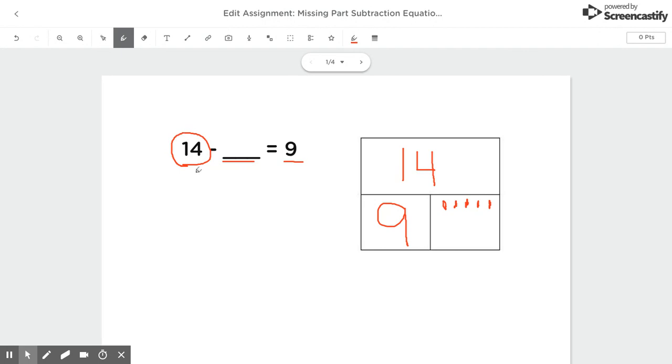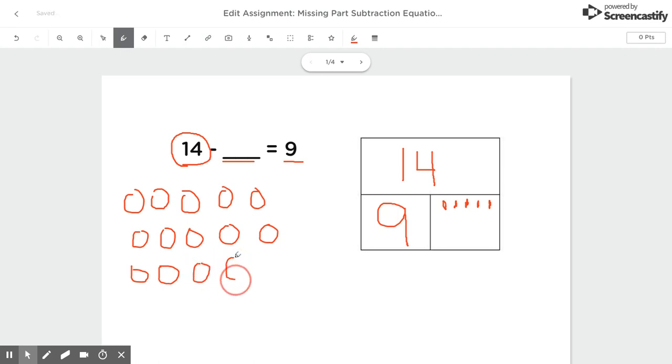So again, I'm going to start with my whole, the bigger number, which is 14. So I'm going to draw 14 circles. 3, 4, 5, 6, 7, 8, 9, 10, 11, 12, 13, 14. Now to figure out this part, I'm going to have to look at my part that I know. So instead of subtracting or crossing off the blank number that I'm not sure, I'm going to cross off this one right here. So I'm going to cross off 9.